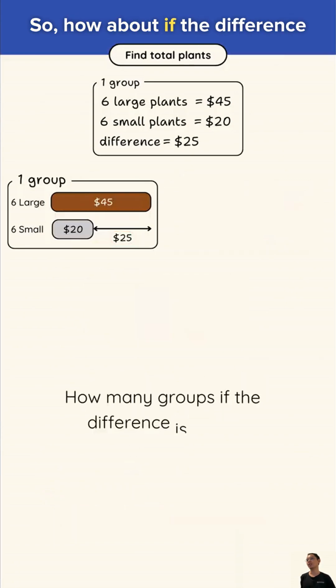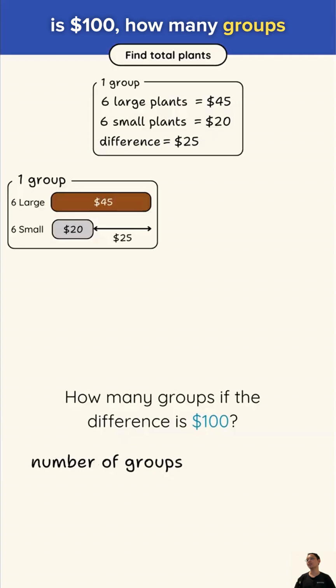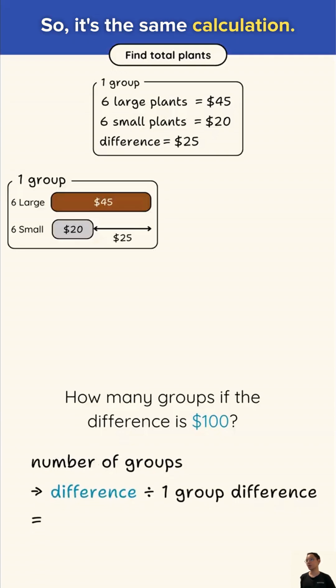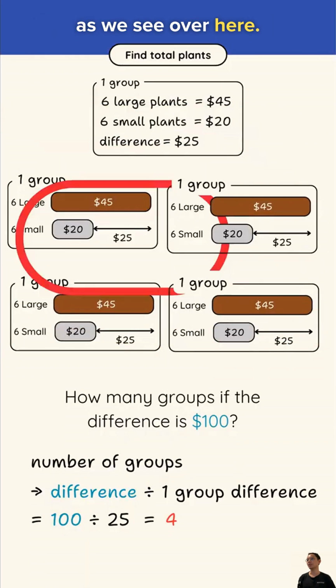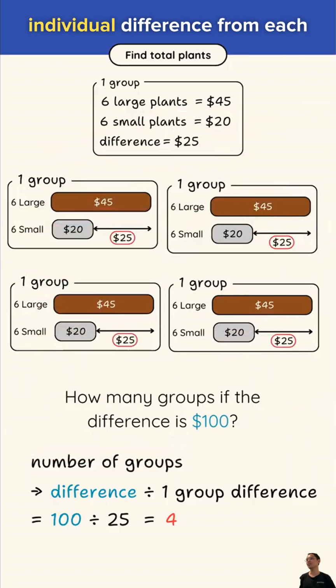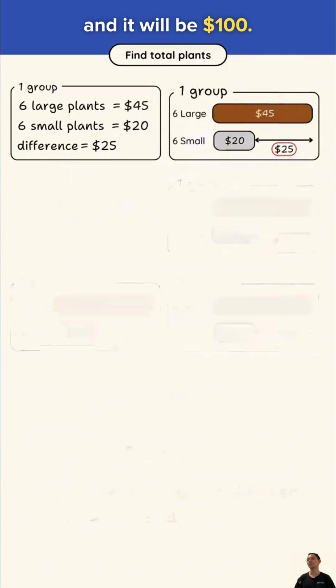So how about if the difference is $100? How many groups are there? It's the same calculation: the difference divided by the one group difference, and this will give us 4 groups, as what we see over here. And then we count the individual difference from each group and combine them, and it will be $100.